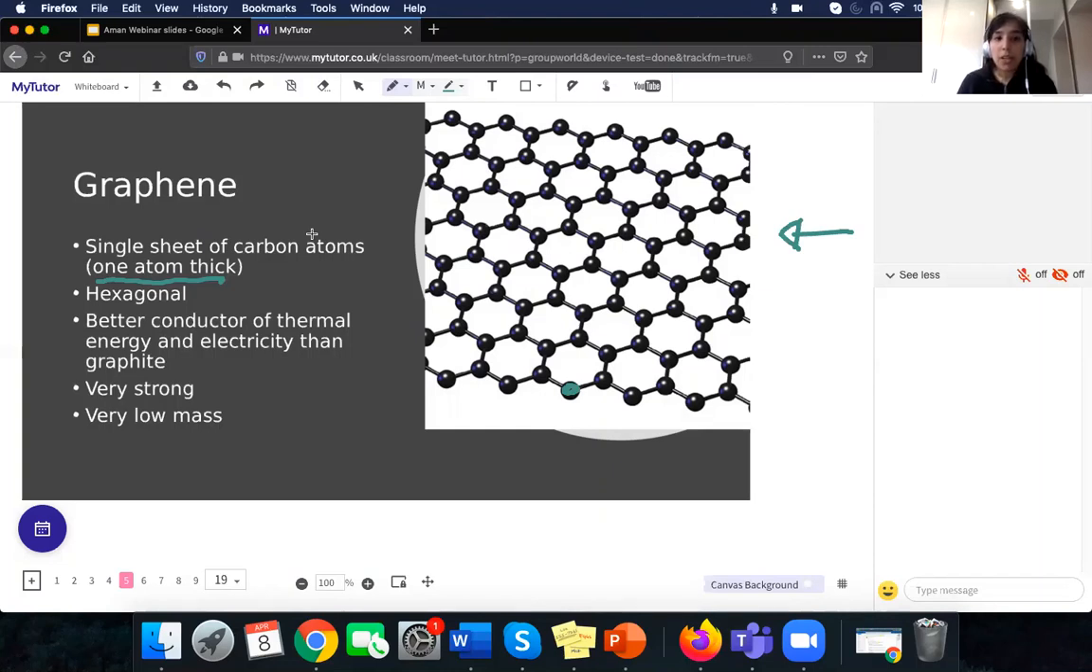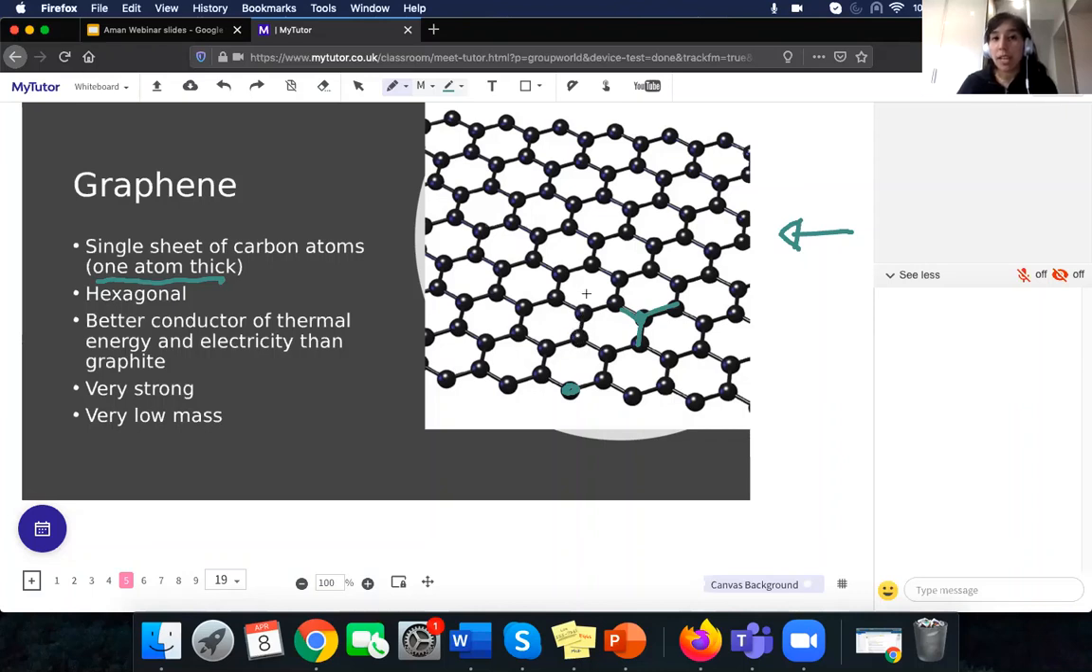Okay, so it's a better conductor of thermal energy and electricity than graphite. And it's important that we understand why that is. So remember, graphite has these layers of hexagonal atoms, and they've got these intermolecular forces between those layers. Whereas graphene is just one layer. Again, if we look at carbon atoms, they have 3 bonds, which means there's 1 bond or 1 electron free. It's delocalized, so it can carry a charge. But that's the same in graphite. So why can graphene carry charge a lot easier or a lot better than graphite?